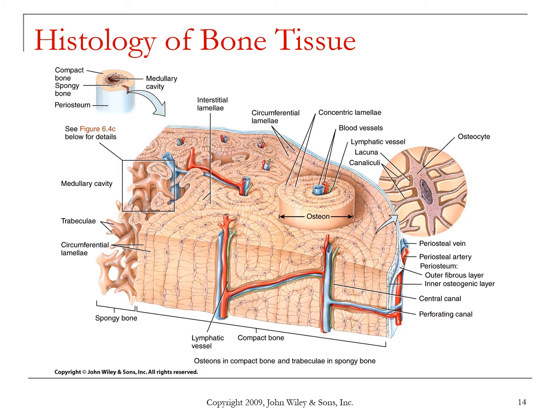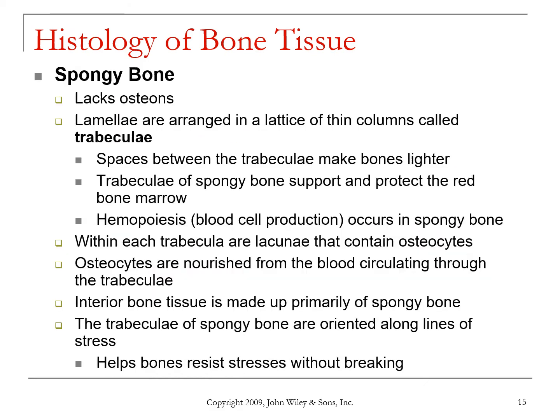All right, as you go to the left of the diagram, you'll see a thin layer of spongy bone in the medullary cavity, extending into the medullary cavity, and there the lamellae are arranged in irregular columns called trabeculae. So let's talk about spongy bone. Spongy bone does not have osteons. Again, the layers of bone tissue or lamellae are arranged in a lattice that make up trabeculae. And the spaces now between the trabeculae lighten the bone.